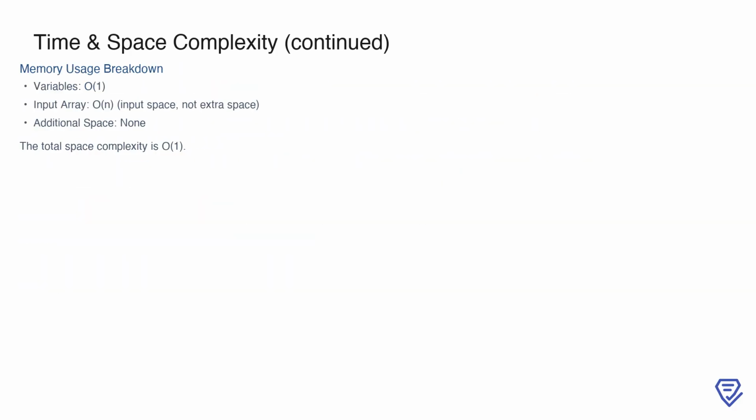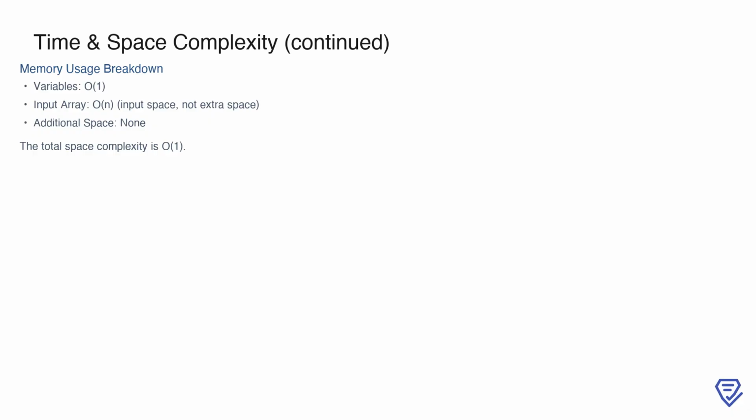Finally, let's break down the memory usage of the algorithm. The space required for variables like operations and the loop index i is constant, or O(1). The input array target itself consumes O(n) space, but this is considered input space, not extra space, as it is provided as part of the problem. Importantly, the algorithm does not allocate any additional memory for data structures or intermediate computations.